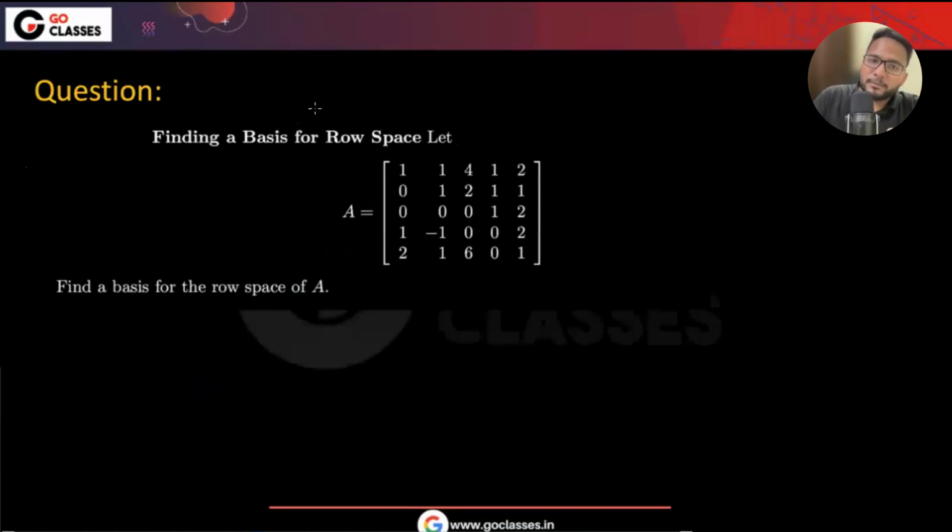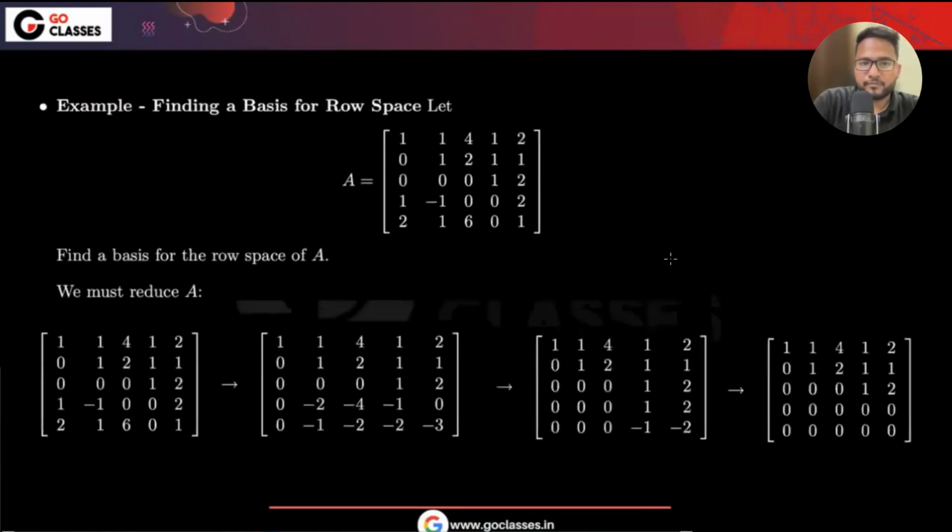Now let's find the basis of the row space for this particular matrix. Find a basis for this row space. Can you do that? Let's first reduce it to the equivalent form. Suppose I'm getting this. Now, can you tell me the basis here? Let's suppose this is R1, and this is R2. This is R3, R4, and R5.